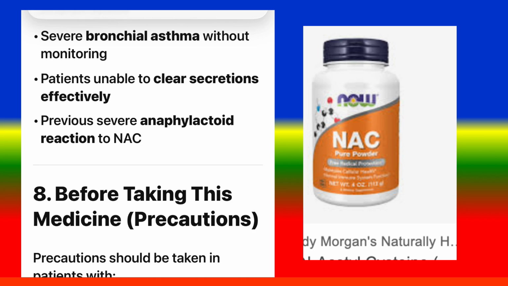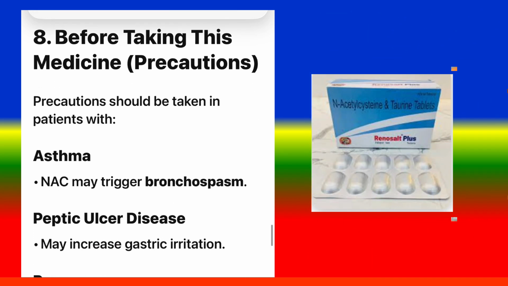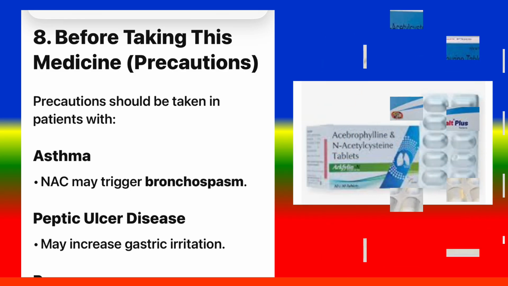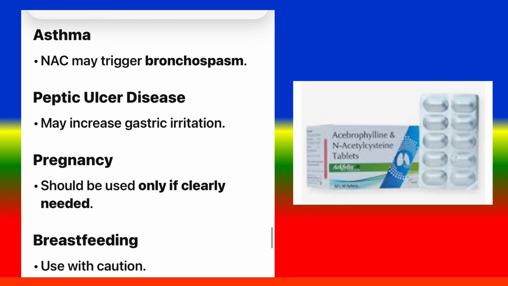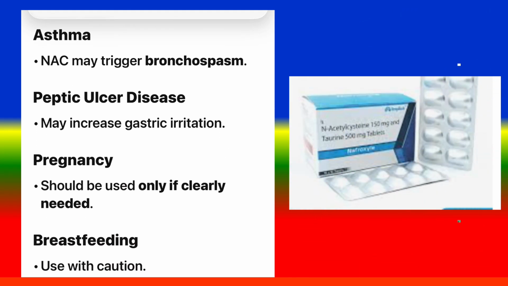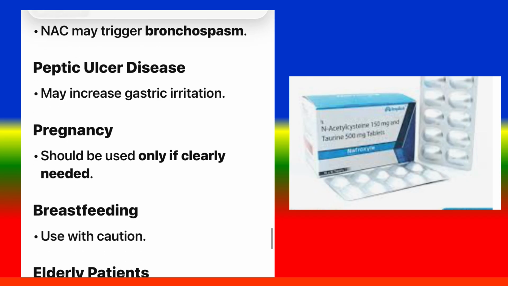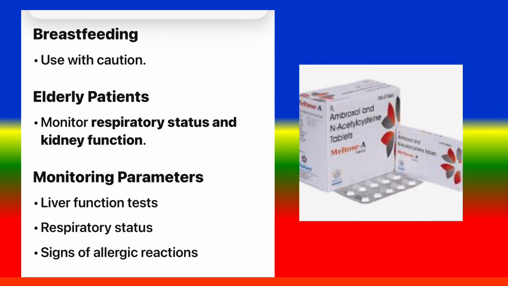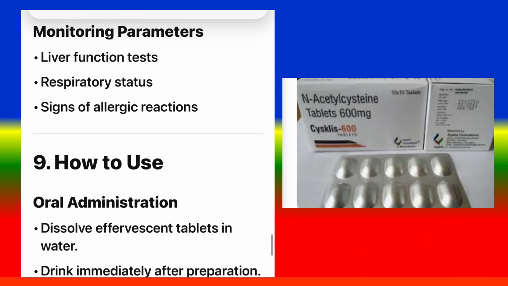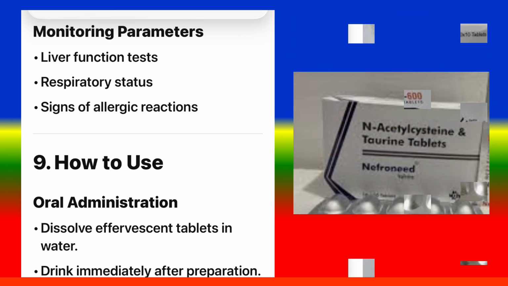Number 8. Before taking this medicine, precautions. Precautions should be taken in patients with asthma. NAC may trigger bronchospasm. Peptic ulcer disease may increase gastric irritation. Pregnancy, should be used only if clearly needed. Breastfeeding, use with caution. Elderly patients, monitor respiratory status and kidney function. Monitoring parameters, liver function tests, respiratory status, signs of allergic reactions.